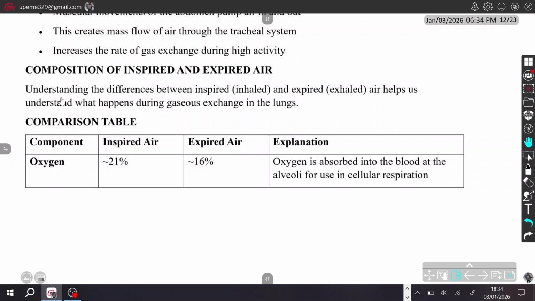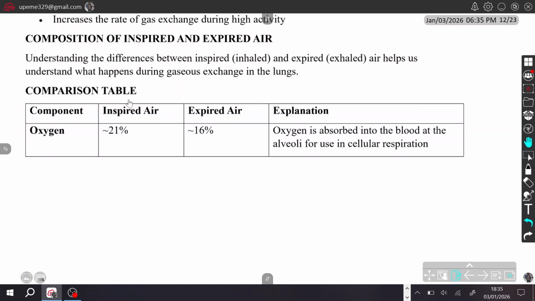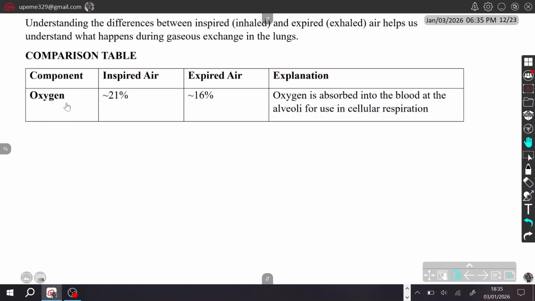So here we are saying understanding the differences between inspired, which is inhaled air breathed in, and expired, which is exhaled. Yeah, these terms also help us understand what happens during gaseous exchange in the lungs. So let us talk about the comparison table here. Let us talk of the component of gases in the air.